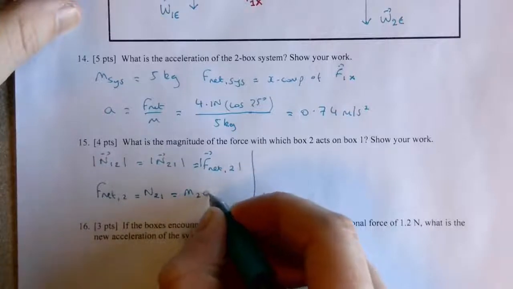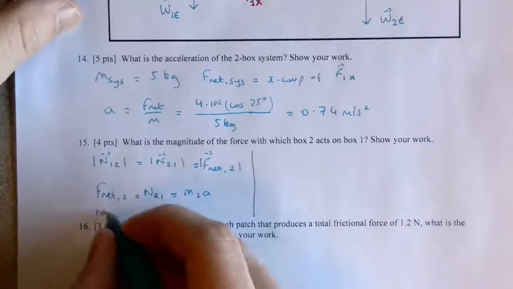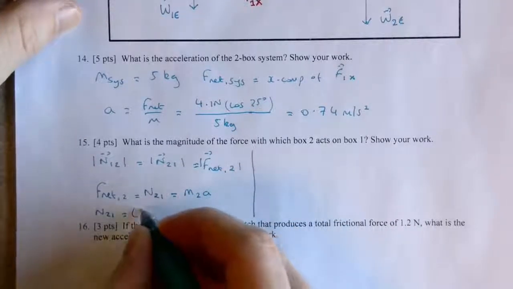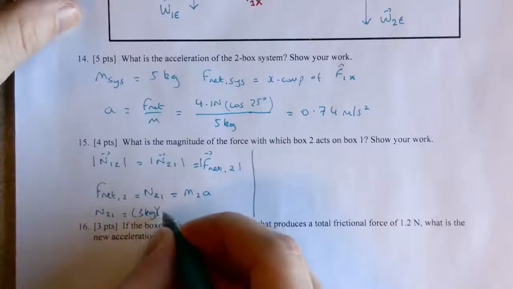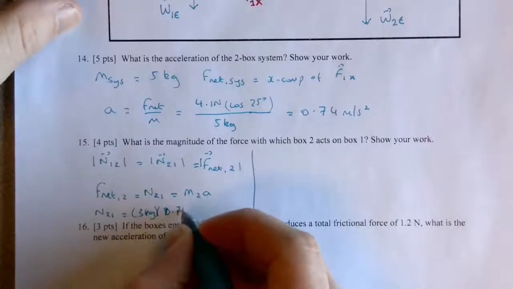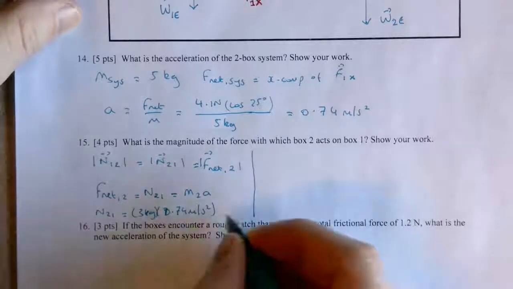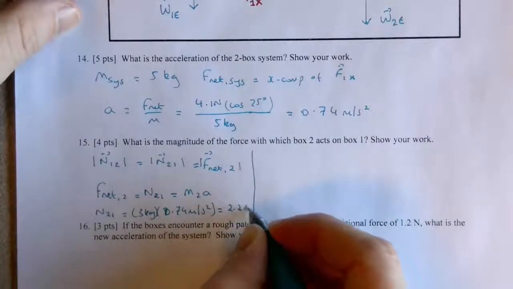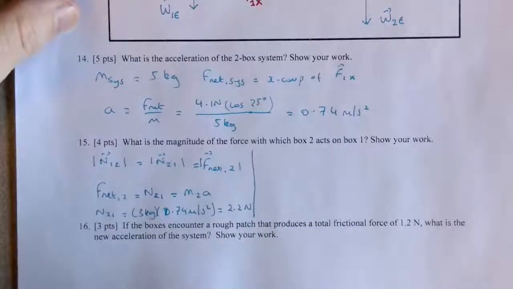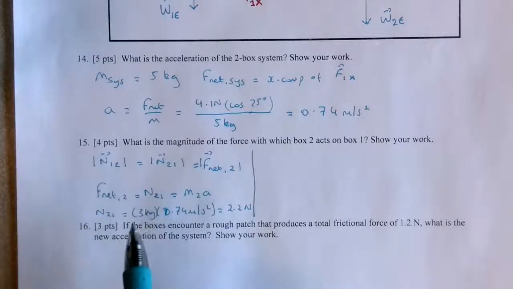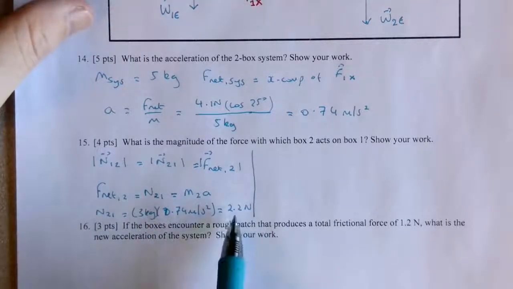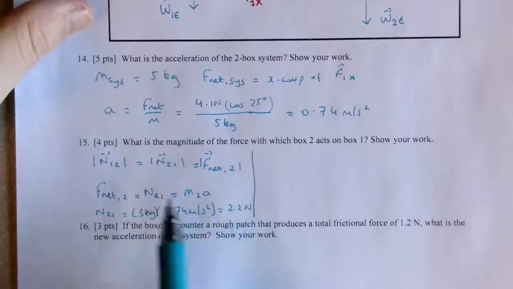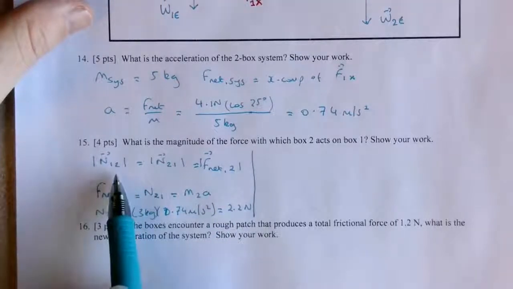and I'll use this just to indicate magnitude, is M2 times A. So N21 would be equal to the mass of box 2, the 3 kg, times the 0.74 meters per second squared from the previous question, and that gives you 2.2 newtons. That's the correct answer. So that's a way to do it from the box 2 analysis. So if F21 is 2.2 newtons, that's also the magnitude of F12, which is what the question is asking.